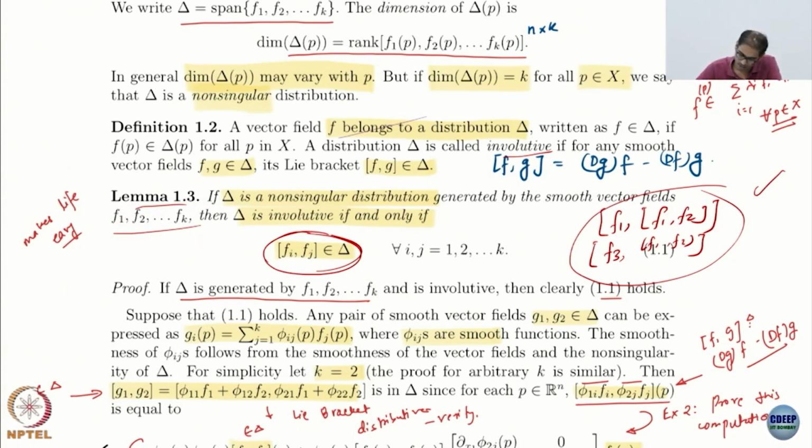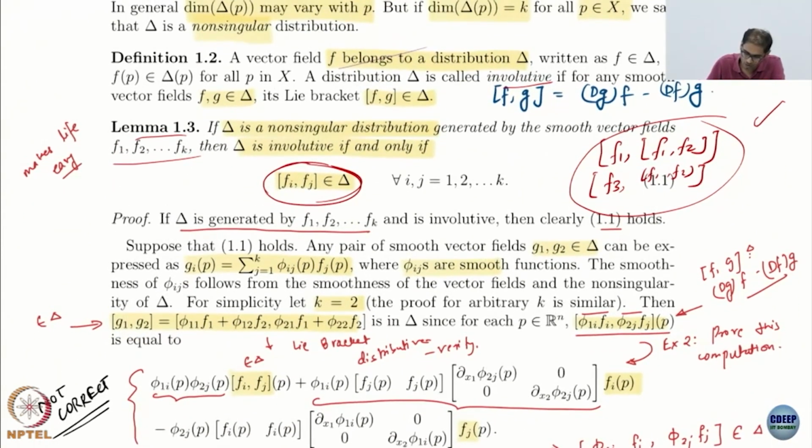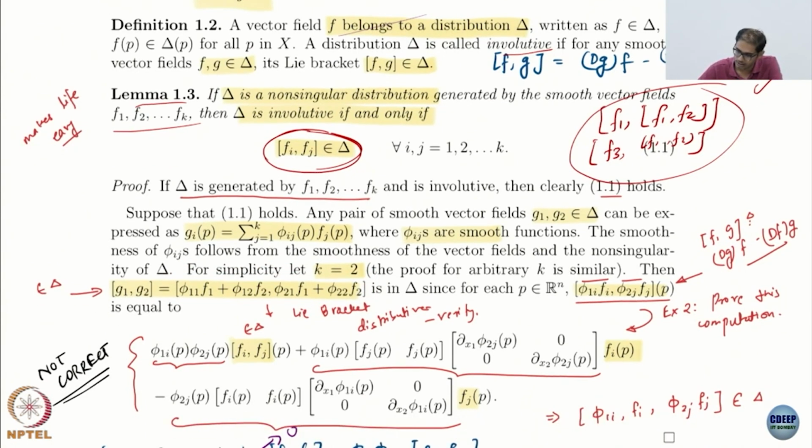Then what do you have? You have that the Lie bracket of g1, g2 is actually this guy, Lie bracket of this, right? Because I have written g1 as phi 11 f1 plus phi 12 f2, and g2 as phi 21 f1 plus phi 22 f2, right? Because g1 and g2 belong to the distribution, right? Now I want to compute this Lie bracket.